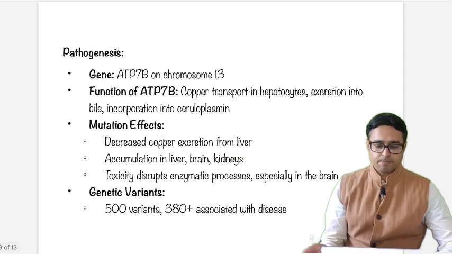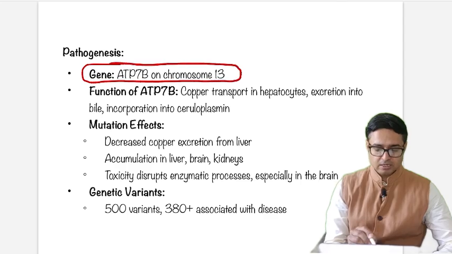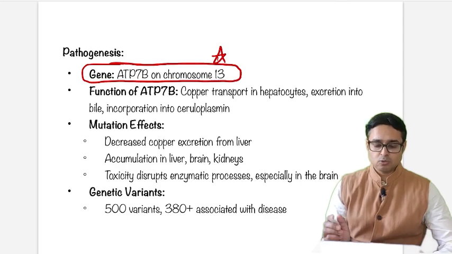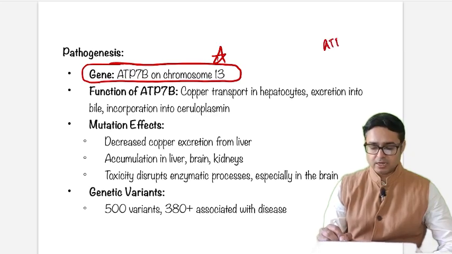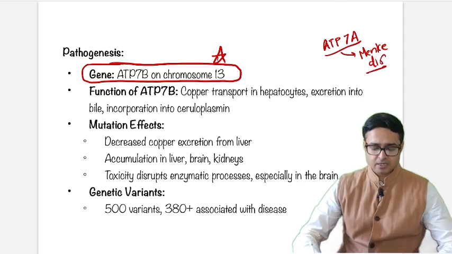So, what is the pathogenesis behind Wilson disease, behind copper accumulation? The gene is very important: ATP7B on chromosome 13. Remember, it is the ATP7B gene, it is not ATP7A. ATP7A is another gene, which is seen in Menkes disease. So this is the differentiating point from Menkes disease.